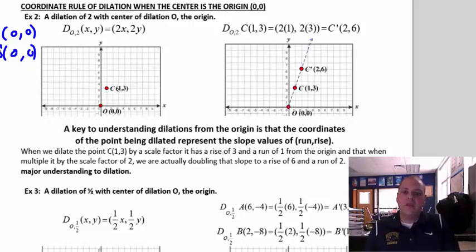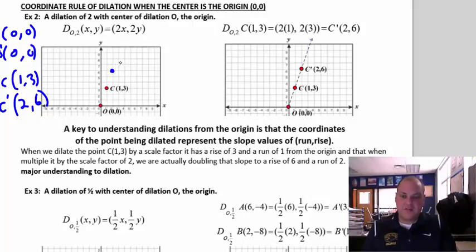All right? Now C prime, though, C is (1, 3). If we multiply by 2 and multiply by 2, C prime is going to be (2, 6). Multiply by 2, multiply by 2. (2, 6). Right there, (2, 6). That's C prime. So now, see how the object is dilated? It got multiplied by 2.